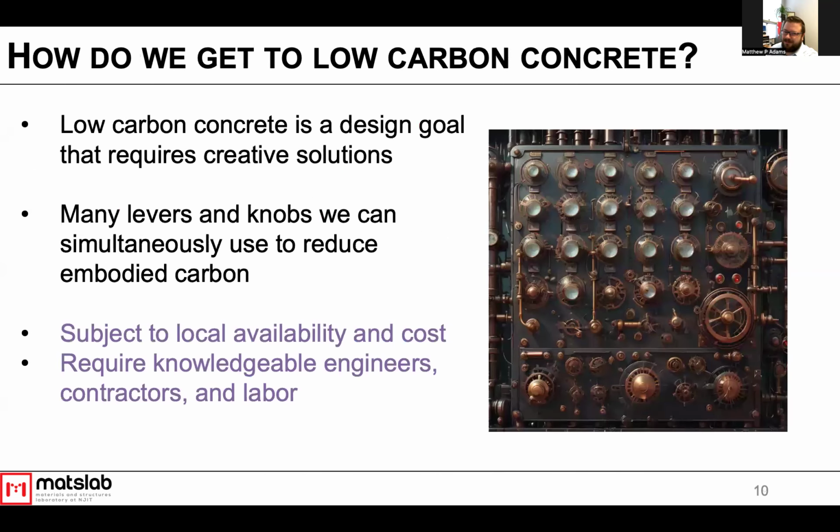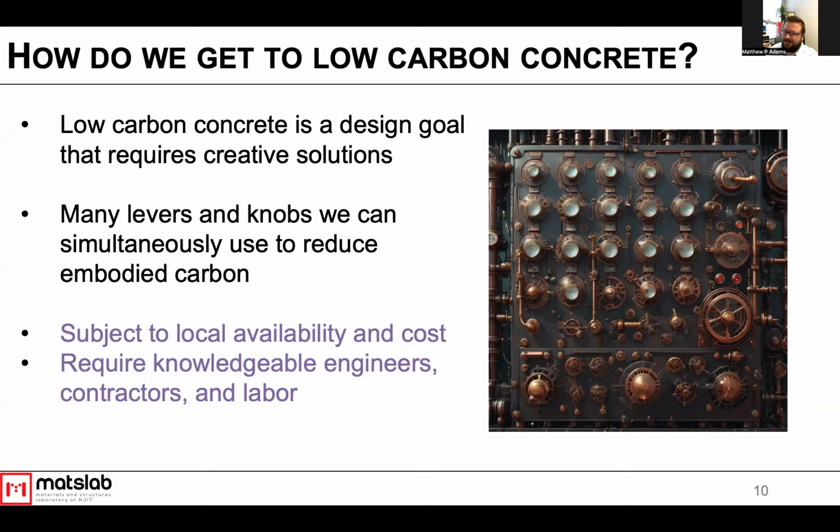Excuse me. So how do we get to low carbon concrete? Again, this is a design goal. It's going to require creative solutions. There are lots of different levers and knobs we can hit simultaneously to reduce embodied carbon, but not all of them are going to be available to you.